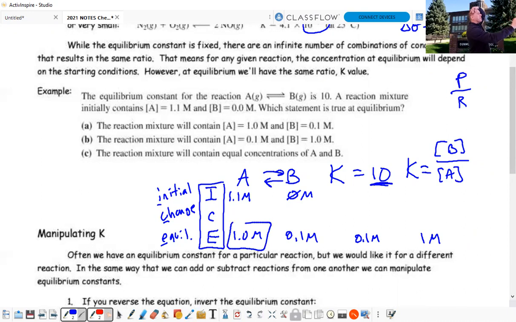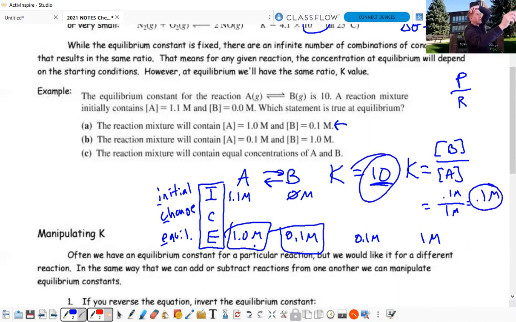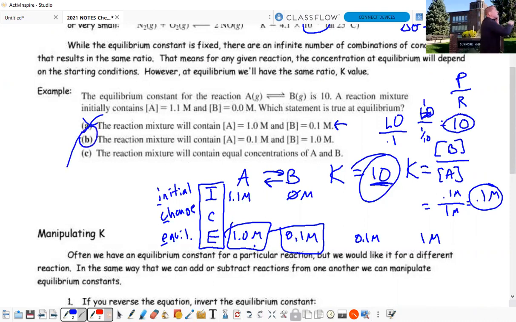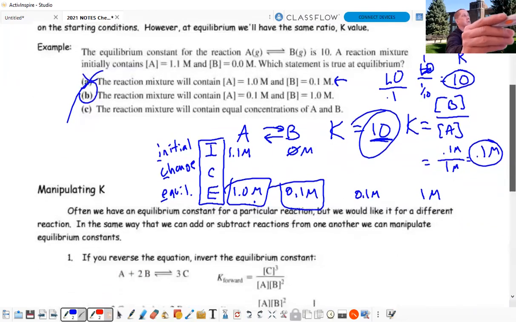Now we know K is equal to 10. So if we're at equilibrium and A is 1 and B is 0.1, that would be 0.1 for B divided by 1 for A, which is 0.1, which is not 10. So this one's not possible, because at equilibrium the K value would not be 10. What about the second one? Now we're saying B is 1 and A is 0.1. So 1 divided by 0.1, that's the same as 1 divided by 1/10, which is 10. Yeah, that one does give us the right concentration, and there's no values where they would be equal.